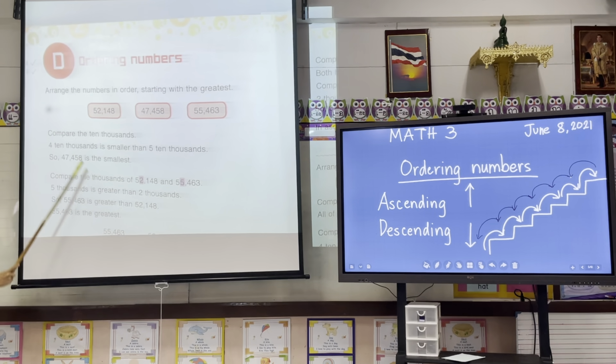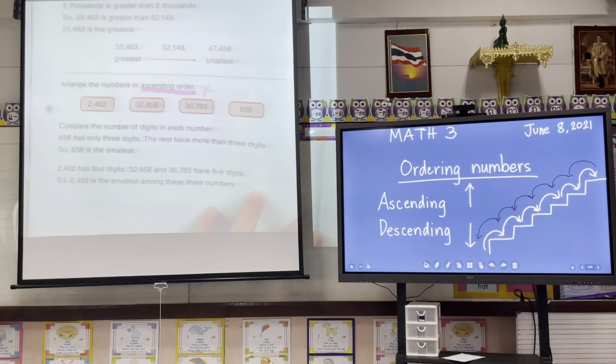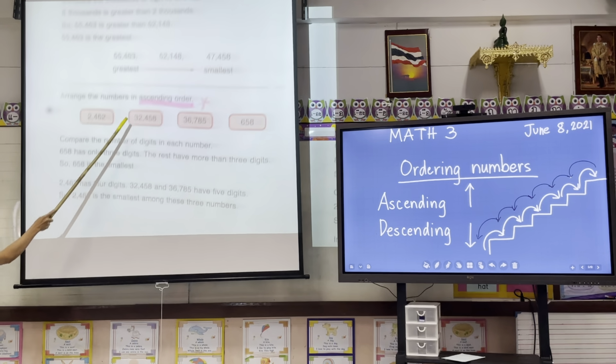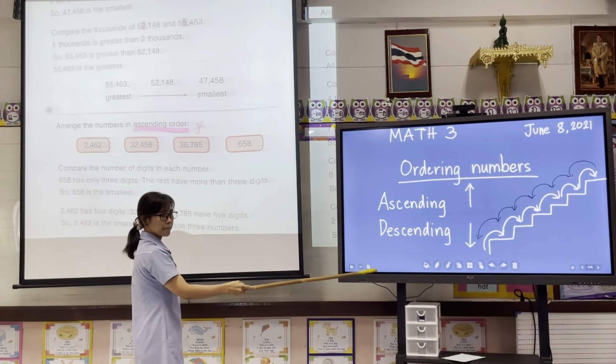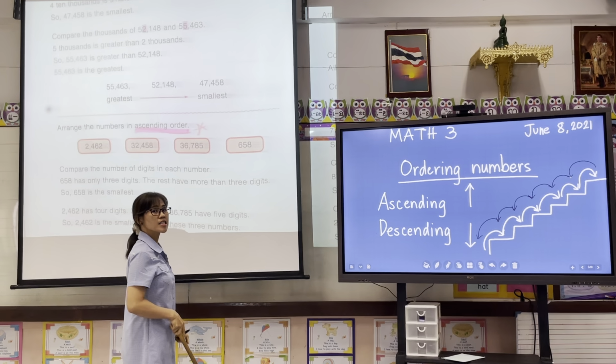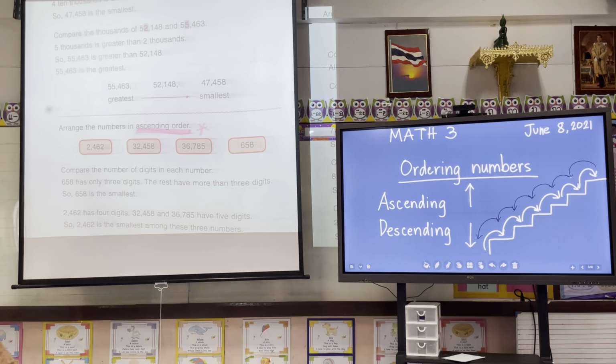Now we are ready to arrange the numbers in ascending. You remember ascending, going up. We start with the smallest number. Again, which is the smallest here?